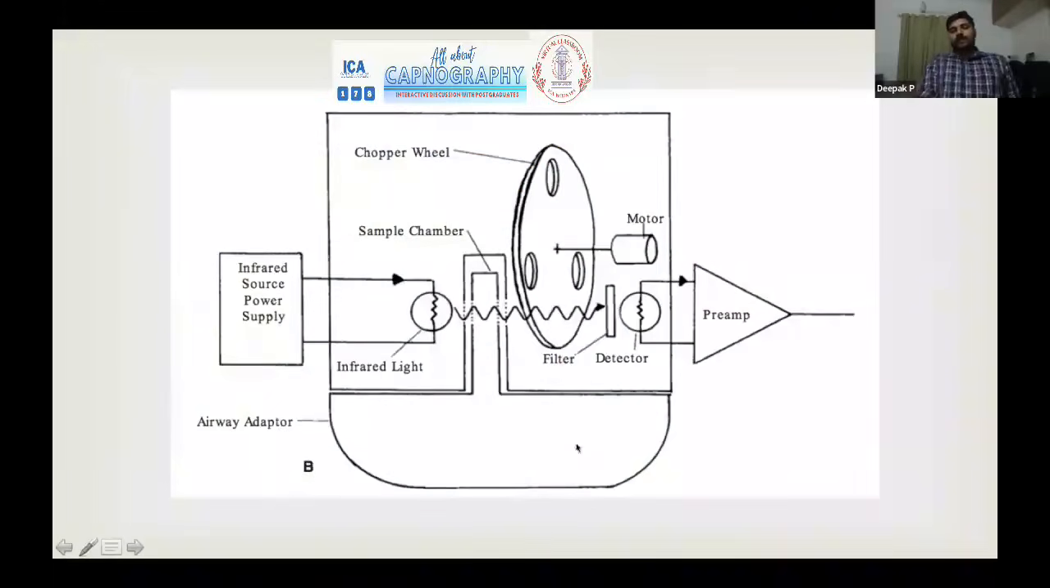This is the image for this. Here we have a source of infrared light. This passes through a sample chamber. This sample chamber contains the gas to be measured. It passes through a chopper disc. This chopper disc makes sure that the light alternately passes through this sample chamber and a reference chamber. And this is finally incident upon the detector. And this detector gives an idea about the concentration of carbon dioxide in the sample chamber.